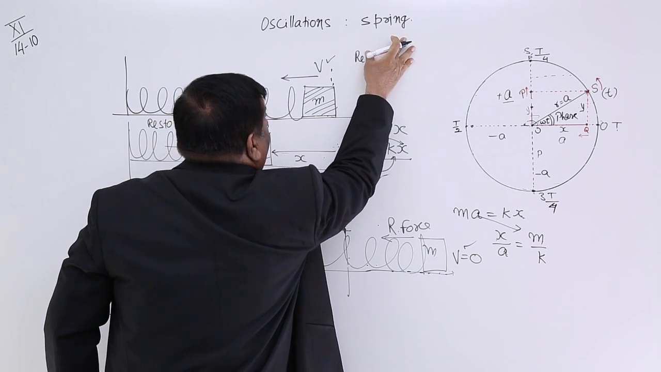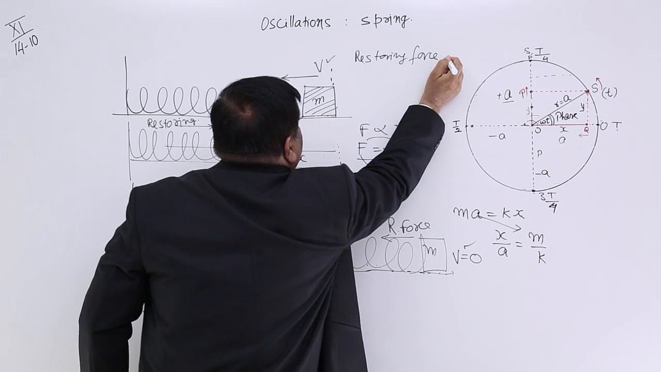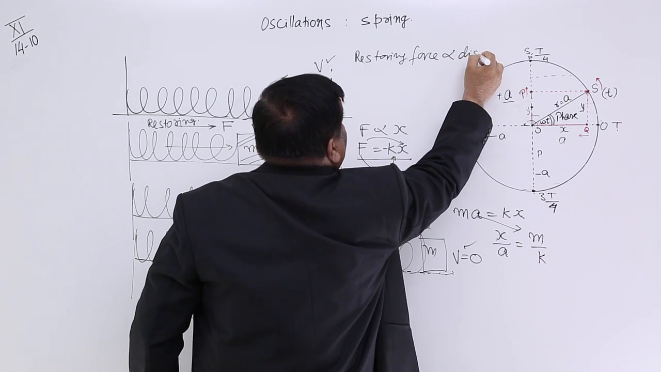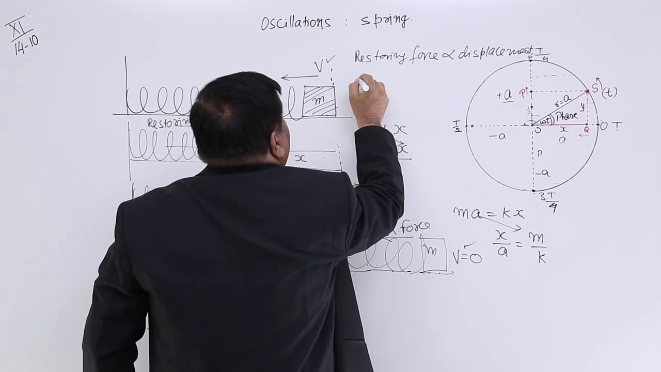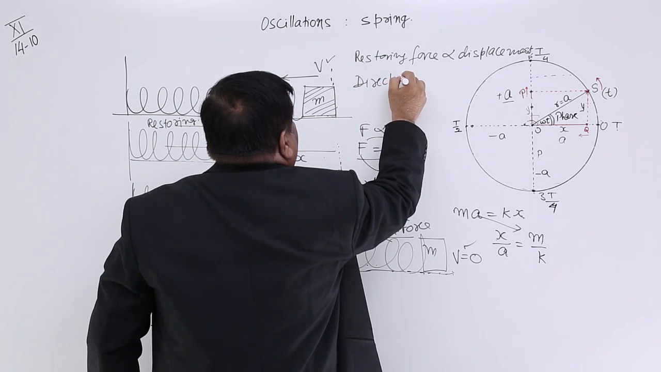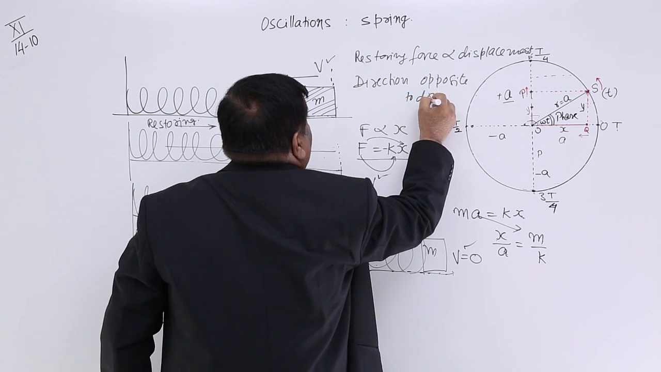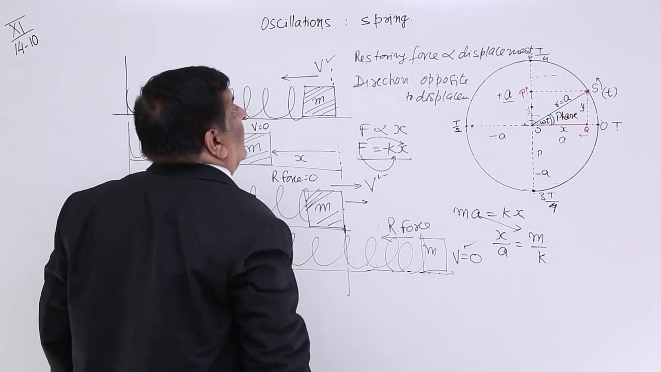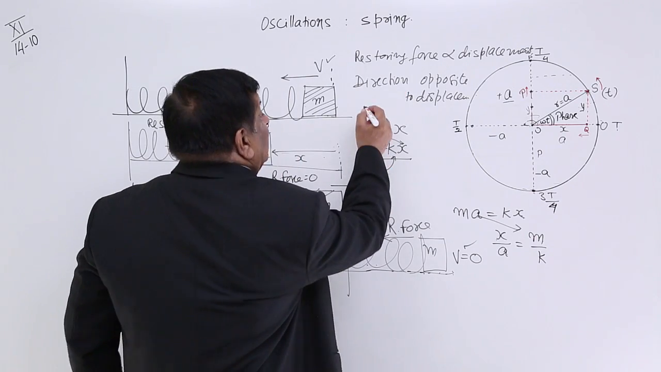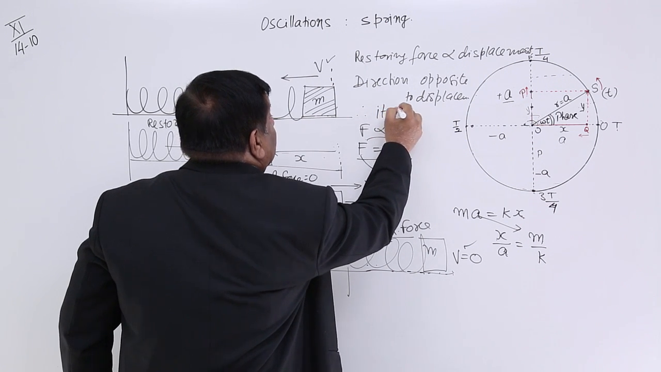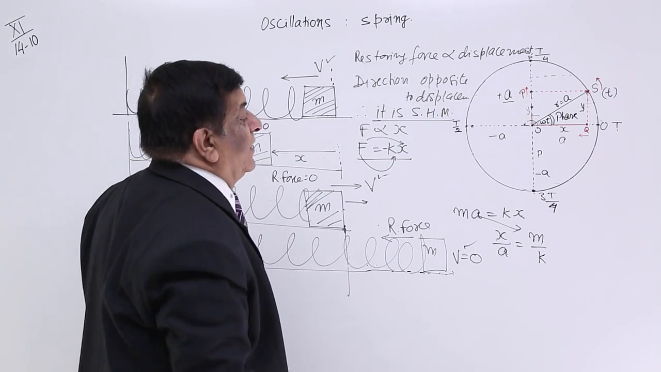Restoring force is proportional to displacement and direction is opposite to displacement. If the restoring force is proportional to displacement and the direction is opposite to displacement, then it is simple harmonic motion.